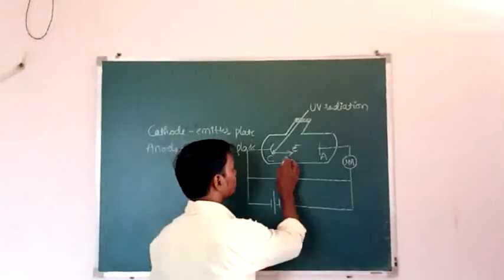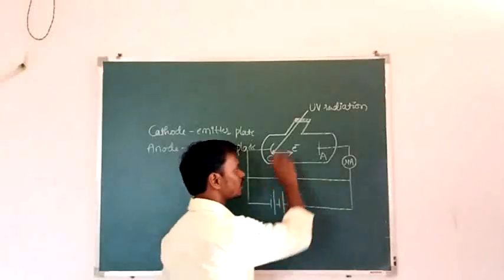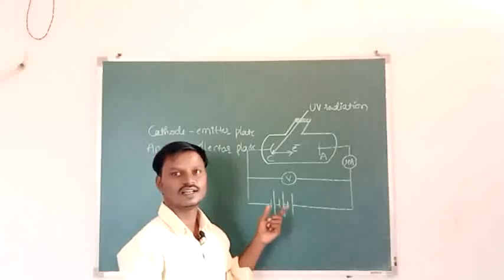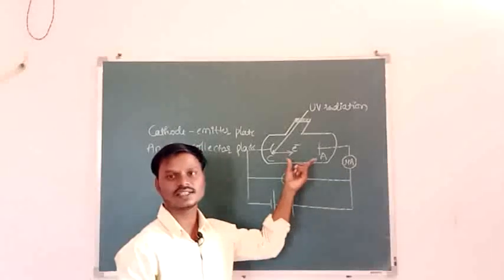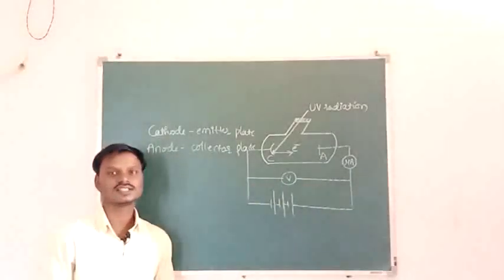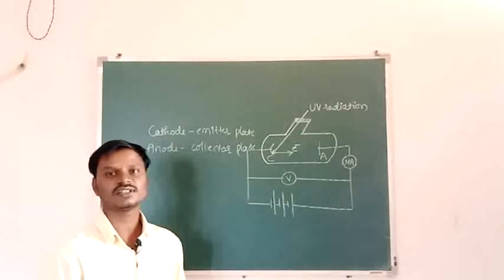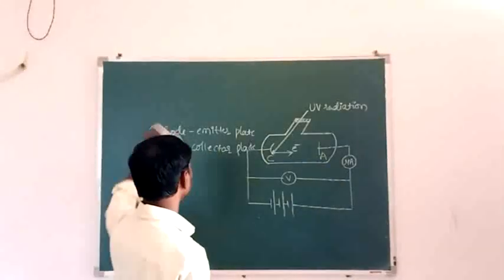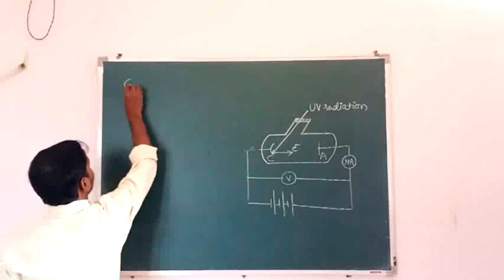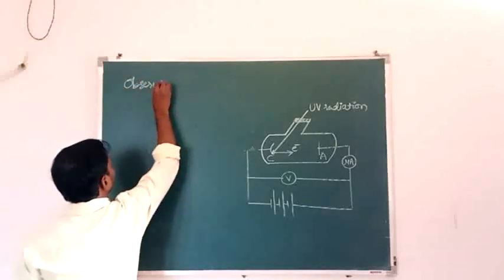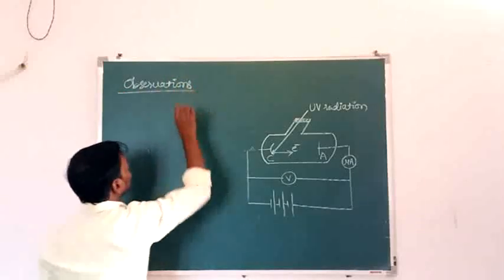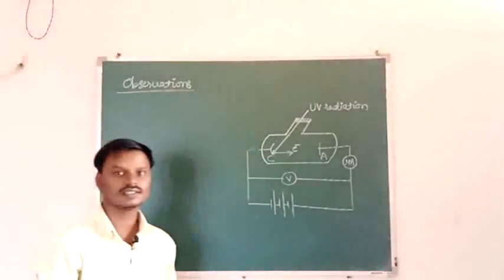Then, as this electron is received by the anode, there is a current in the circuit. That current can be read by the microammeter. And what is the potential difference applied across the cathode and anode? That can be measured by the voltmeter. Then what are the observations here? What are the observations of the experiment on the photoelectric effect? These are the experimental observations on the photoelectric effect.